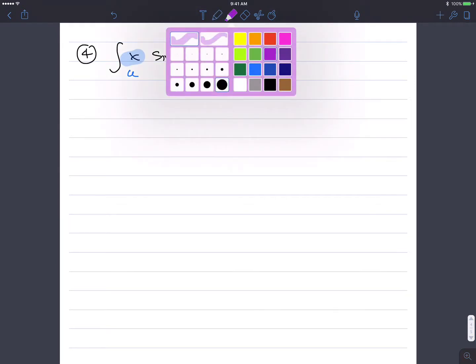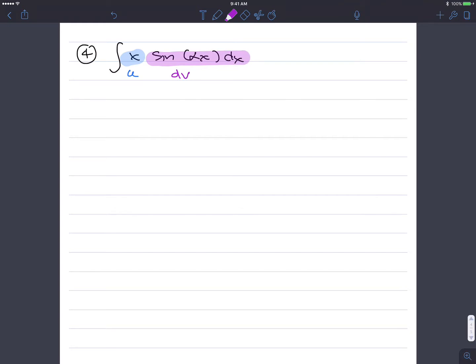Four. These are getting progressively more difficult. Let's look at this example here where I have x now times sine of alpha x dx, where alpha is a constant. Now, again, we'll let our u be x since it breaks down very easily. My dv will be the rest. So u is x, dv is sine alpha x dx.